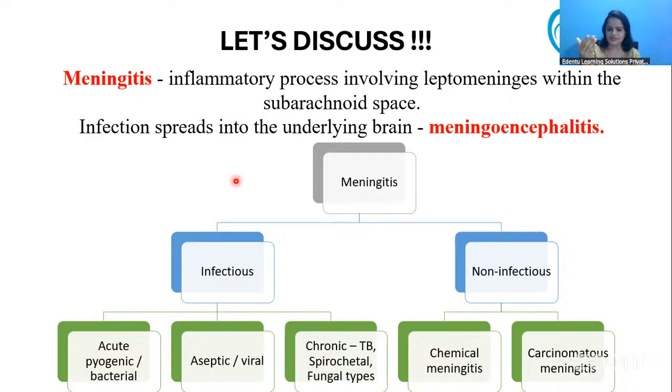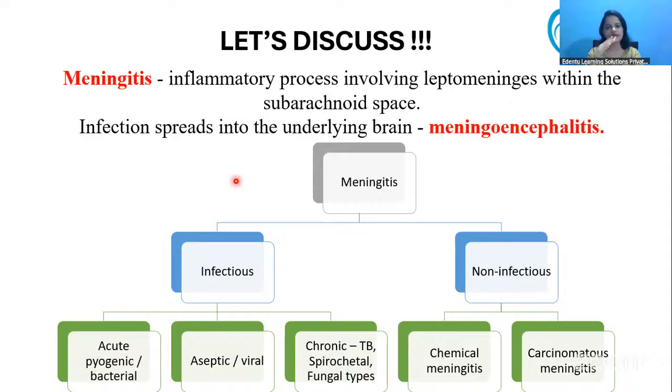Then we have the aseptic or viral meningitis, which is usually self-limiting in nature. Then we have the chronic type of meningitis, which is caused by chronic diseases like tuberculosis or by spirochetes or the fungal types. Mainly Cryptococcus or Candida can cause this meningitis also. Okay, so that is the infectious cause of meningitis. Then we have the non-infectious causes also, because of some chemical or because of carcinoma.